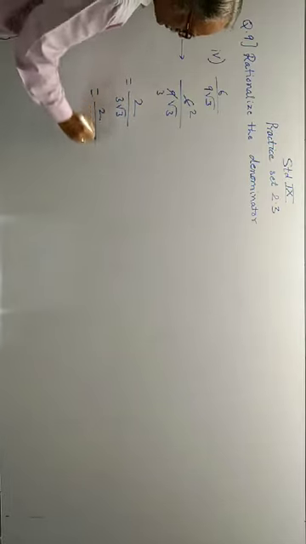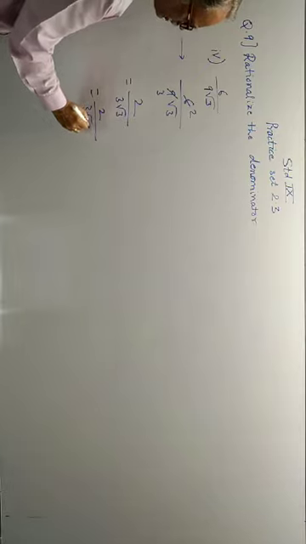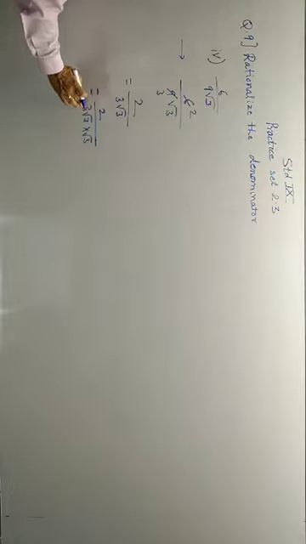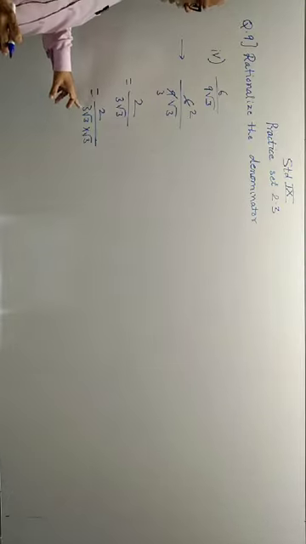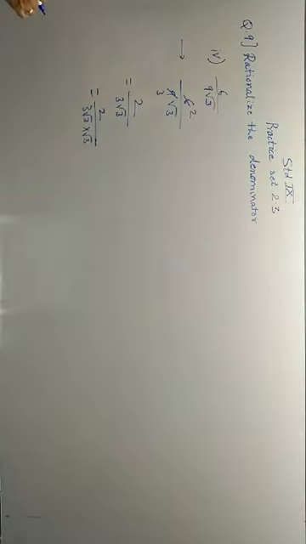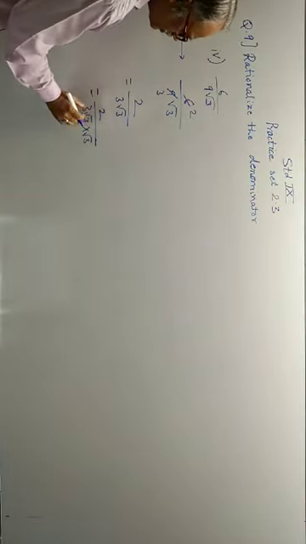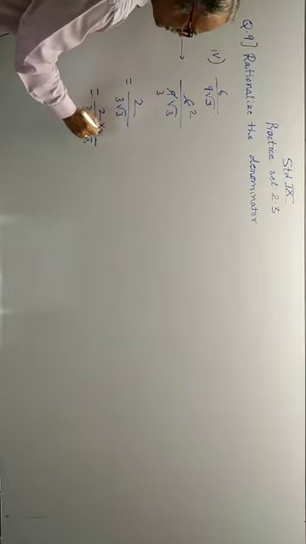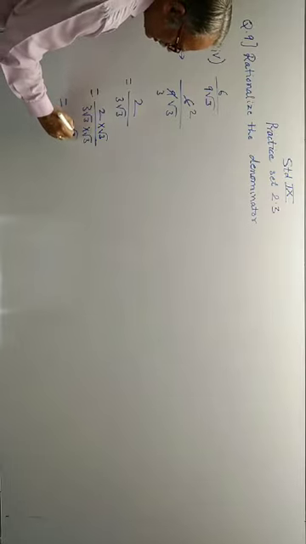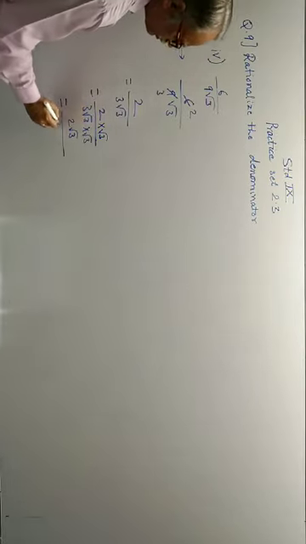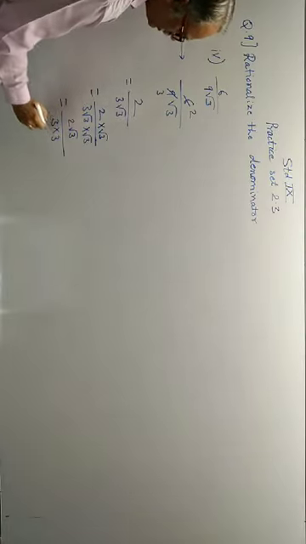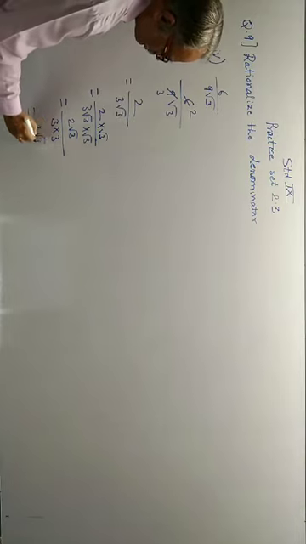Now 2 upon 3 root 3 should not be multiplied by 3 root 3. Only we should multiply by root 3. When such a multiple is there, a root b, we have to multiply only by root b. 3 root 3 is multiplied by root 3. We cannot multiply only the denominator; the numerator also should be multiplied by root 3. So 2 into root 3 is 2 root 3. 3 root 3 into root 3 will be 3 as it is, and this root 3 will be again one more 3. So it will be 2 root 3 upon 9.